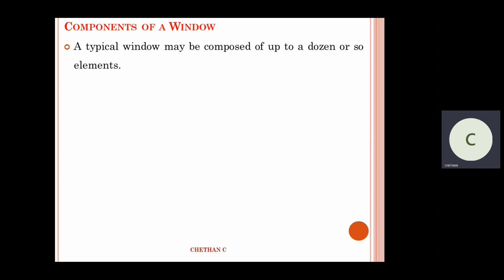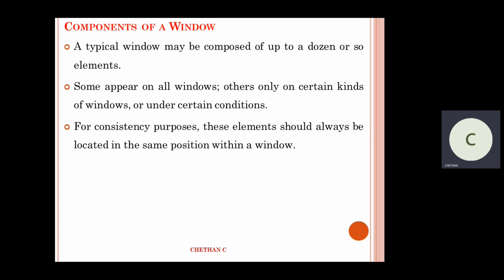So this is in terms of characteristics. The next thing is the components of a window. When you take a window, what all will be there? From the textbook point of view, not the general point of view, what all should be there? A typical window may be composed of two dozen or so elements. We are going to read about only a few things here. Some appear on all windows, others on certain kinds of windows or under certain conditions. For consistency, these elements should always be located in the same position within a window.